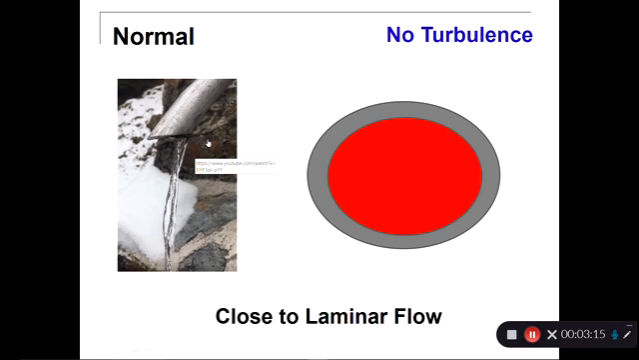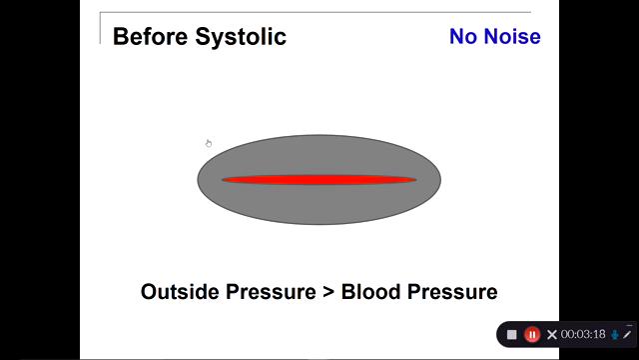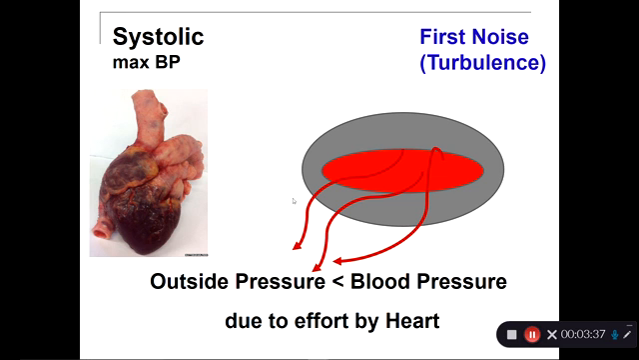You apply the sphygmomanometer, you push it really, really tight until finally the outside pressure that you're applying is much greater than the blood pressure itself. So you don't hear anything. There's no noise. This is before systolic. You finally start releasing a little bit of air from the sphygmomanometer, the blood pressure cuff. And the first noise that you hear, that turbulence, means that the outside pressure is no longer greater than the blood pressure, and blood is starting to flow. And that systolic pressure, the ventricle finally being strong enough to push open that artery, has made turbulence. So the first noise you hear is your systolic pressure, your max BP.